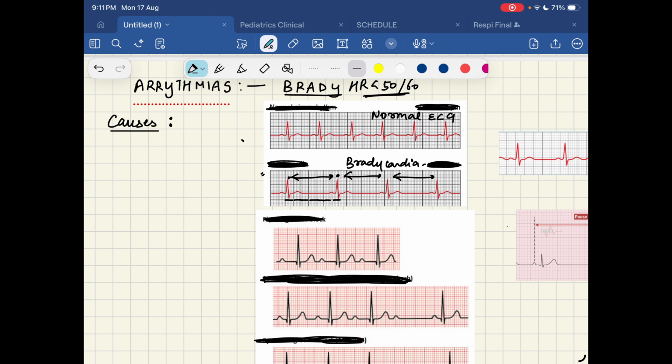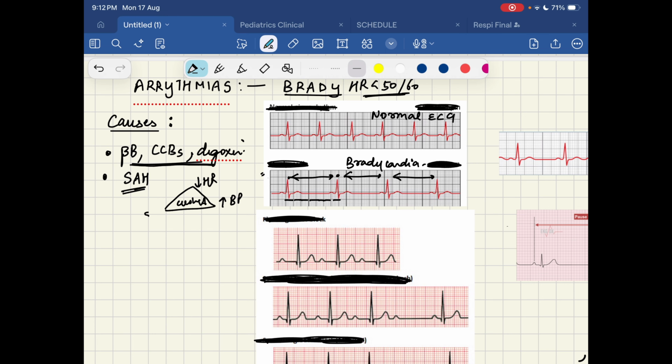There are a few medications that can cause this: beta blockers, calcium channel blockers, digoxin. So it's important that you always ask the patient's history, whether that person is on such medications. Or it can be due to subarachnoid hemorrhage. In subarachnoid hemorrhage, there is a triad called Cushing's triad, where the heart rate of the patient is low, the BP is on the higher side, and there is irregular breathing. We'll be discussing subarachnoid hemorrhage in the neurology cases.